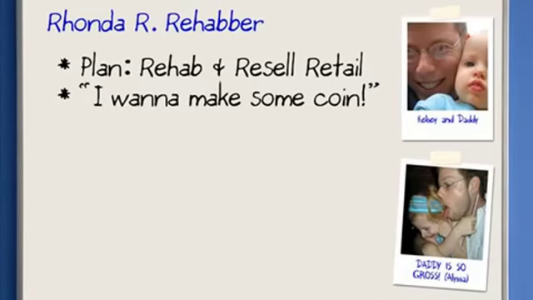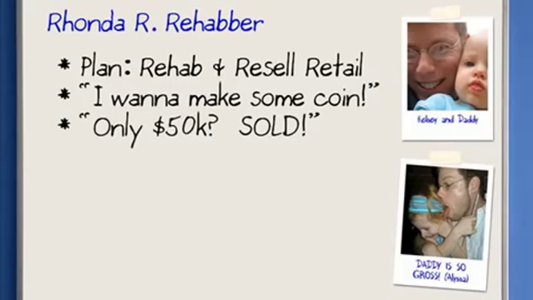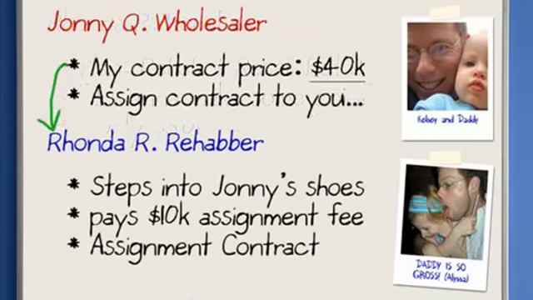So when Johnny Q. Wholesaler shows her the $20,000 in work that it needs and says, hey, it's yours for $50,000, she says, sold. So now Johnny's on his way to a quick $10,000 wholesale profit, right? So Johnny says, okay, Rhonda R. Rehabber, I got it under contract for $40,000. We're set to close in another 45 days from now.